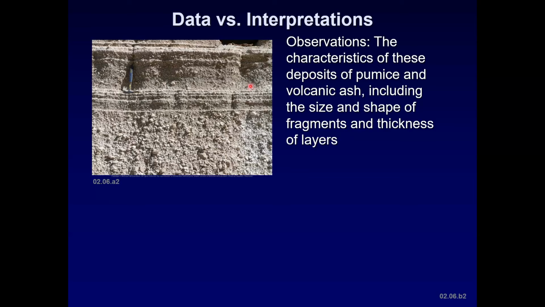At this particular rock, with a geologic hammer for scale, some observations could include the characteristics of these deposits of pumice and volcanic ash, including the size and the shape of the fragments and the thickness of the layers. The rocks are light gray, they've got layers. Some layers are thicker than others. They have small and rounded fragments and lightweight fragments with holes.